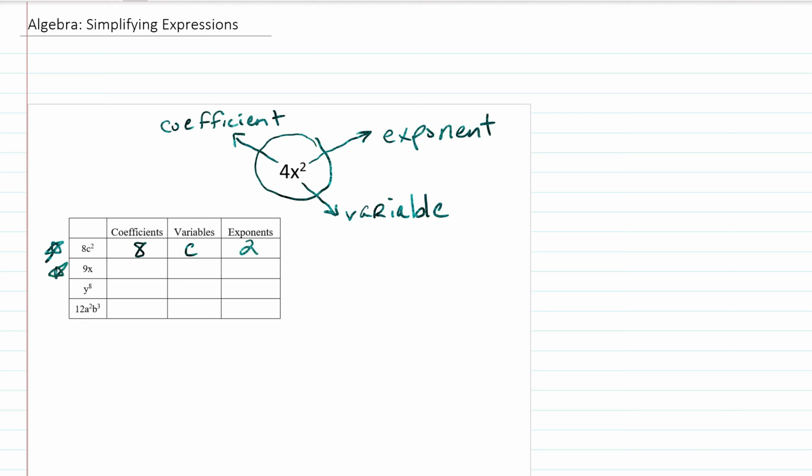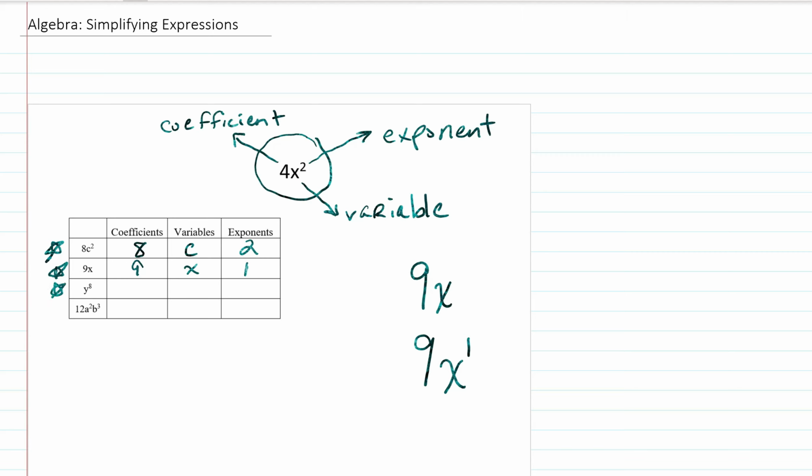Next is 9x. Our 9 is the coefficient. Our x is the variable. And for any variable that doesn't show an exponent, there's an implied, invisible 1 there. So there's a 1 as the exponent. So 9x is really saying 9x to the first power. We just don't write that 1 all the time, but it's implied to be there.